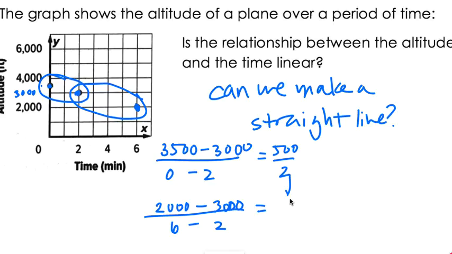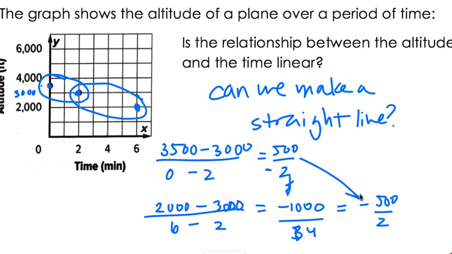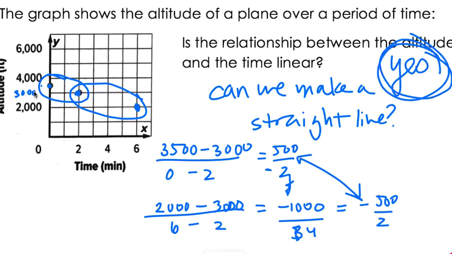And I get, oops, sorry, that's a negative 2 right there. This is negative 1,000 over 3. Oops, sorry, over 4. And that simplifies to negative 500 over 2. So because these rates of change are the same, then yes, it is linear. And really, this formula stuff is the backup plan if you are not 100% sure that you were able to plot those points together.